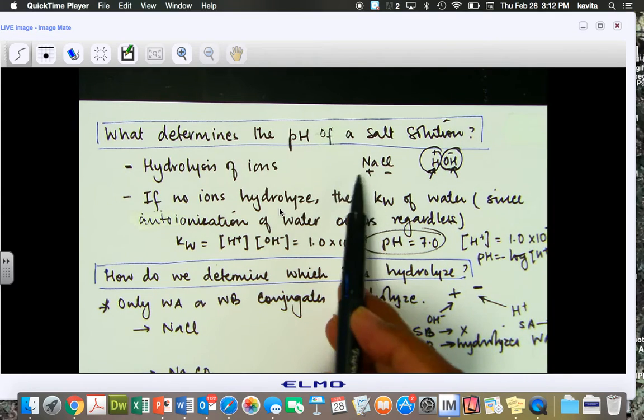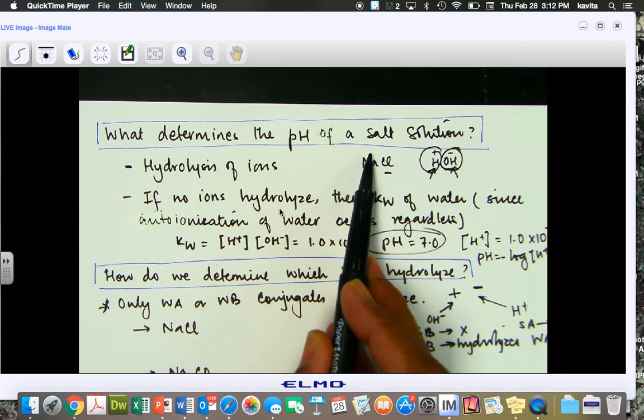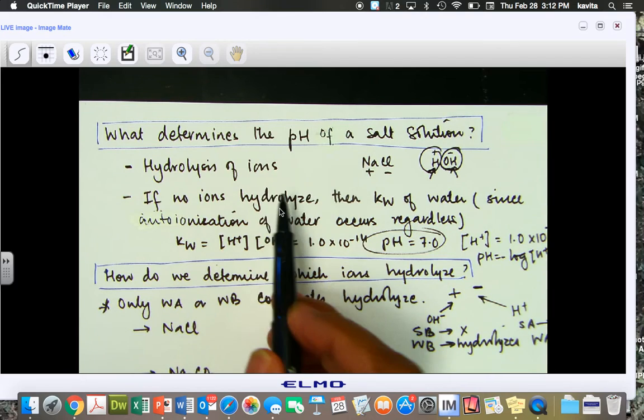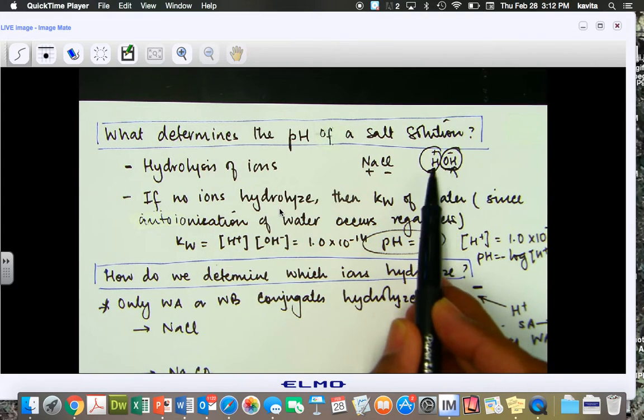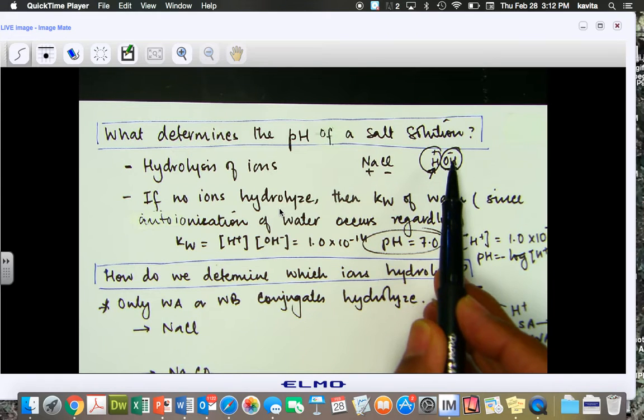The pH of a salt solution is determined by hydrolysis of ions from the salt, when either the cation or anion hydrolyzes. Hydrolysis means it reacts with water's H+ or OH-, to either increase H+ or OH-. We call that process hydrolysis.